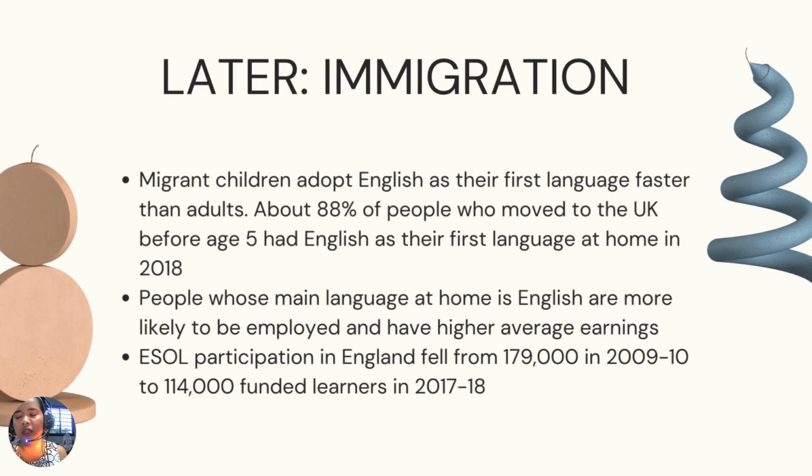So migrant children, because of academics, adopt English as their first language faster than adults. About 88% of people who moved to the UK had English as their first language at home also in 2018, because they think that the adoption of English really is a must, because the use or utilization of English will help them to be employed and have a higher average of earnings.